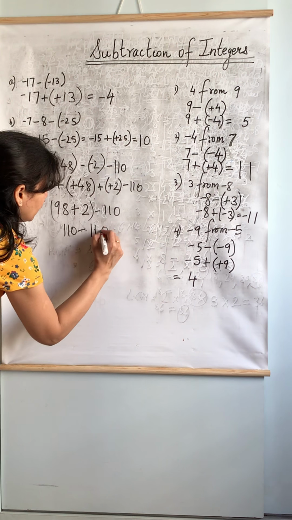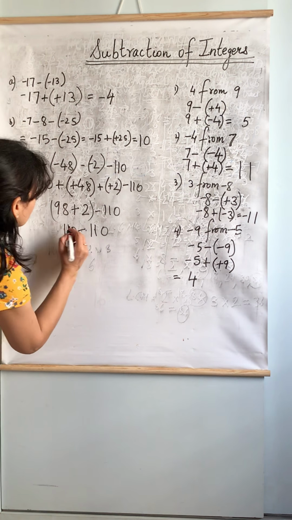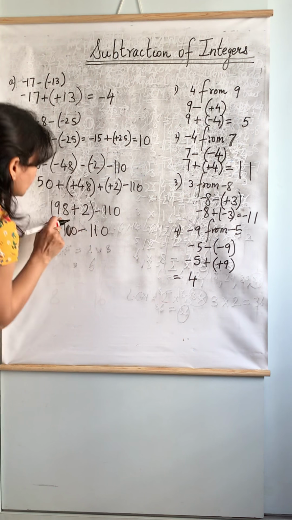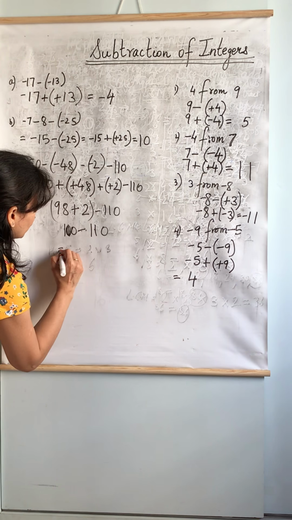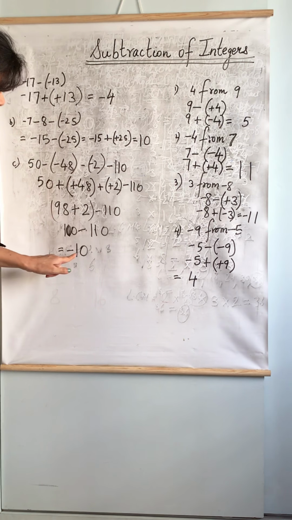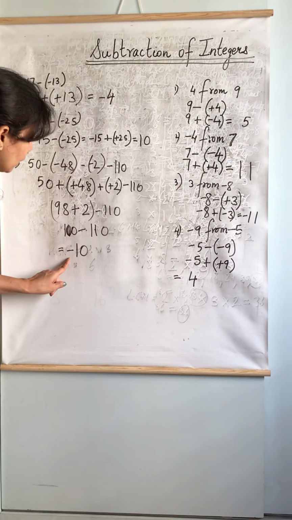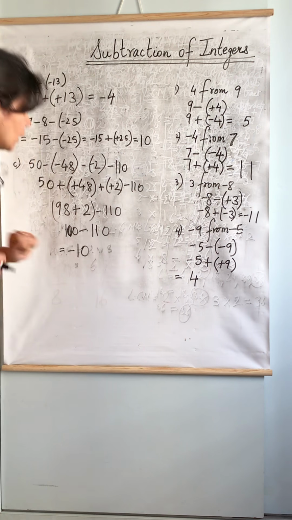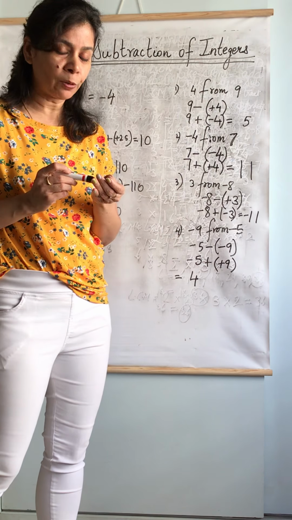100 minus 110, plus minus. So this will be 100 actually, because 98 plus 2 is 100. 100 minus 110, the answer will be minus 10. 110 minus 100 will be 10, and since the bigger number has minus sign, the answer is minus 10. I think it's clear to you now.